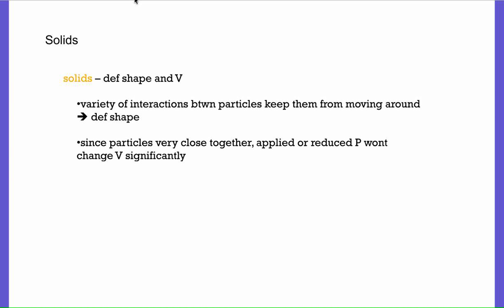So attraction holds them together, keeps them close together, and keeps them from moving. Right? If they can't move freely, then you're going to have that definite shape, right? Remember, they do vibrate around fixed positions. Otherwise, again, they're really close together, so you can't push them any closer together, but also they're not going to go apart from each other because they're attracted to each other. So that's where we have that definite volume that comes into play, right? The volume will not change based off of the pressure you apply to that solid.